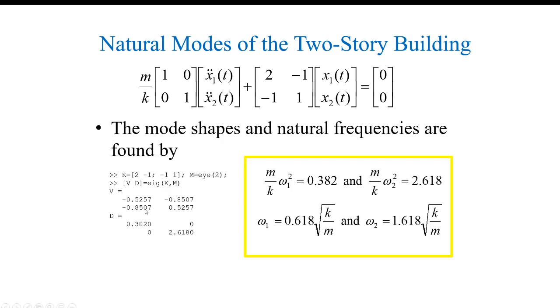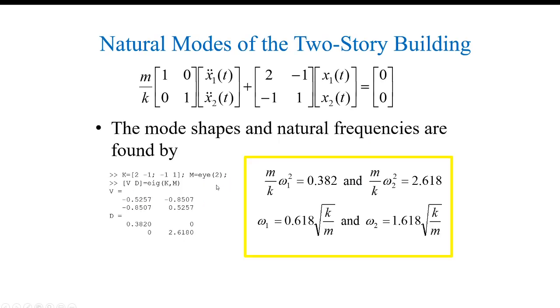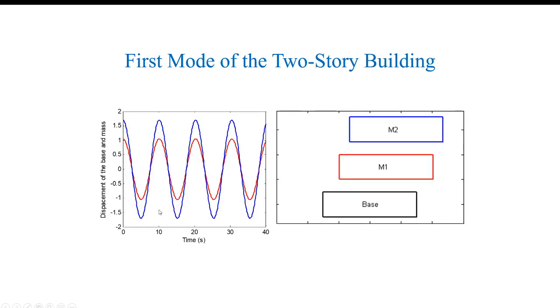So let me tell you a little bit more about the mode shapes. This is for mass 1, the first floor, and then this is for the second floor, 0.8507. What that means is, when it's vibrating at the first mode, if you look at these numbers more carefully, take out your calculator, I want you to divide these two numbers by 0.5257. The first one will become 1, the second one will become 1.618. Is that right?